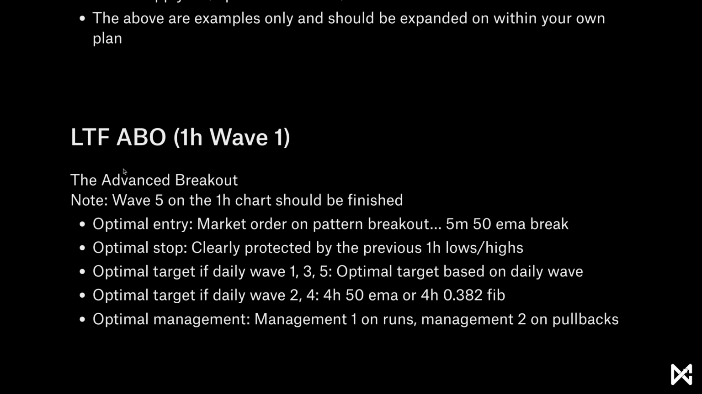So you want to be specific here. This is the advanced breakout. Note, wave 5 on the 1 hour chart should be finished. So this is something to remember. You can give yourself even an extra point here, such as key confluence factors, or mandatory confluence factors, and you can list them. An ABO needs this. And you can even go an extra step and put what is a major negative for an advanced breakout, something to remember. So you can take this even a little bit deeper if you want.